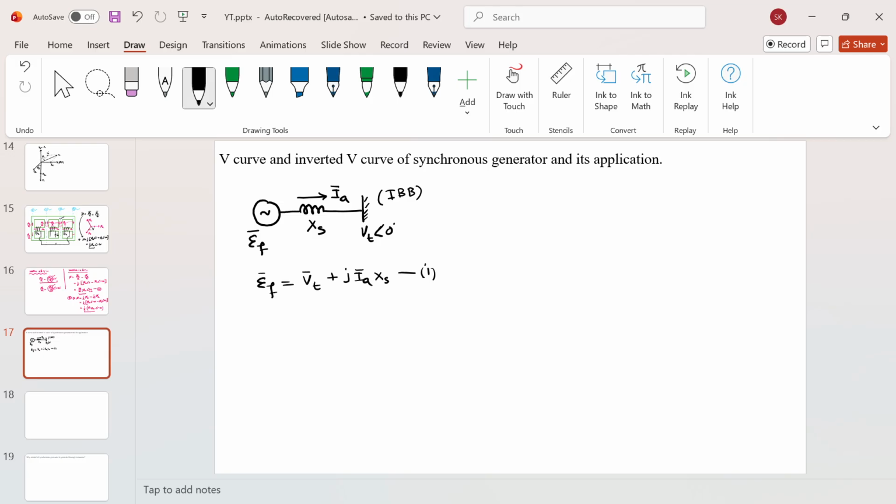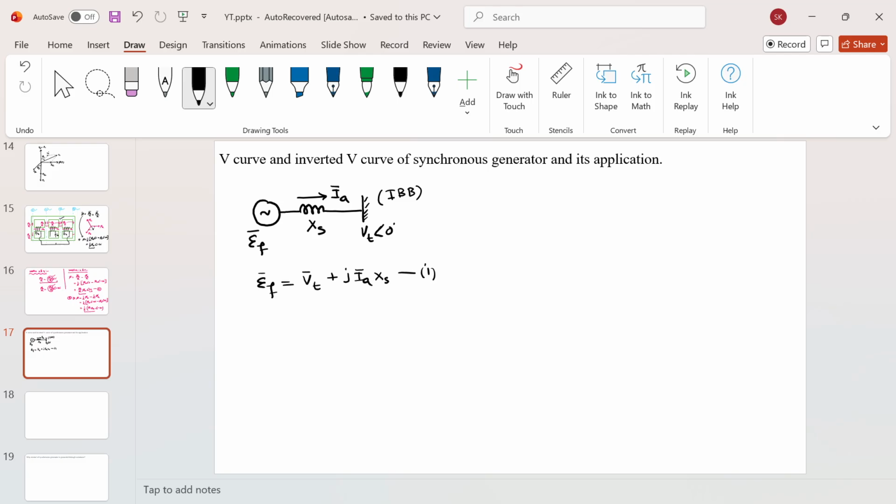Okay. Now these are the assumptions. And if you write the KVL equation, you will get this equation, the internal induced EMF voltage equation of the synchronous generator. Okay. Now, I want to know what the V curve and inverted V curve are. Actually, the V curve is nothing but a plot between armature current and field current, and the inverted V curve is a plot between power factor and field current. Okay. Now, let me proceed further.